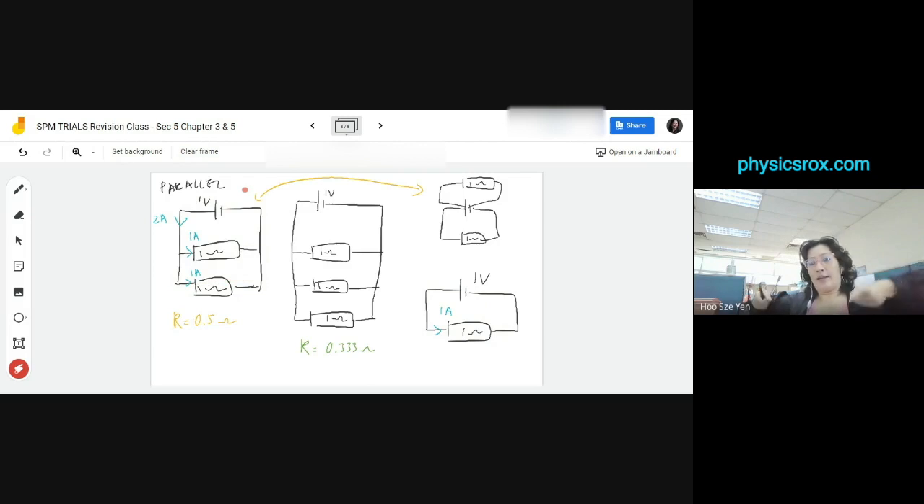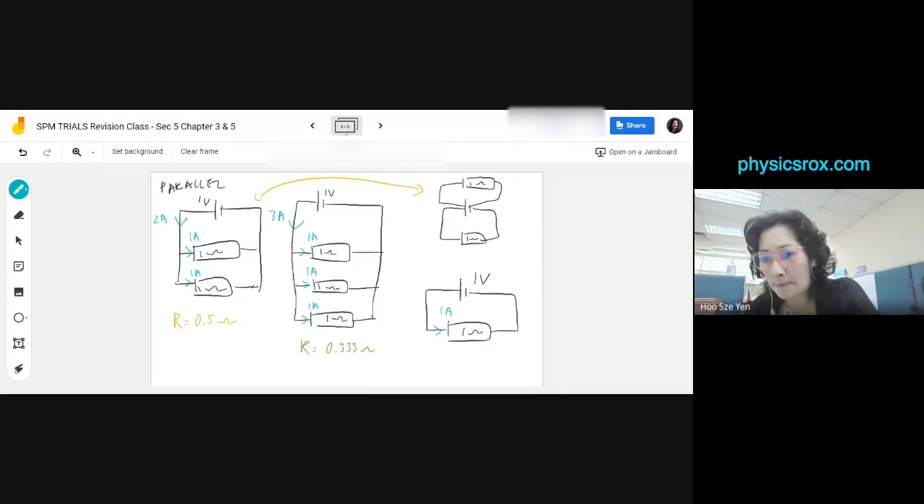Imagine the auntie carrying the trolley of food first, then going to each classroom and distributing food to 5M, then 5A, then the next to 5C. So it has to carry the current to be able to send the correct value of current to each lane. When you add more resistors in parallel, this 1 ohm needs 1 ampere, this 1 ohm needs 1 ampere, then you add some more here, needs another 1 ampere. Overall current, 3 ampere.